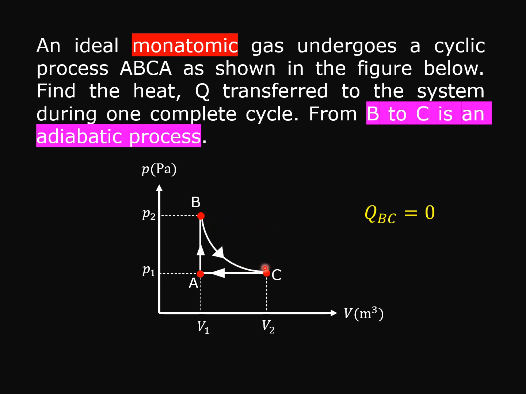From B to C, the process is adiabatic. From C to A is isobaric, and from A to B is isochoric, because we are now analyzing the PV graph. Since B to C is an adiabatic process, the heat transfer to the system is equal to 0. So Q_BC is equal to 0.